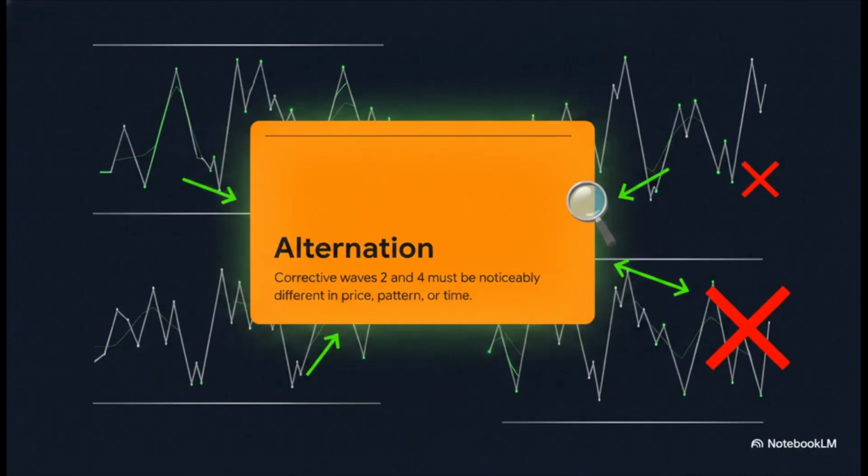Now here is a super interesting concept, alternation. For a pattern to be a true impulse wave, those 2 pullbacks, waves 2 and 4, can't look like identical twins. The text points out they've got to be noticeably different, whether that's in price, the pattern itself, or the time they take to play out. If wave 2 and wave 4 look way too similar, like there's no alternation at all, then that whole sequence is probably corrective, not impulsive. You know, the market just loves variety, and this alternation is what keeps the price action dynamic.